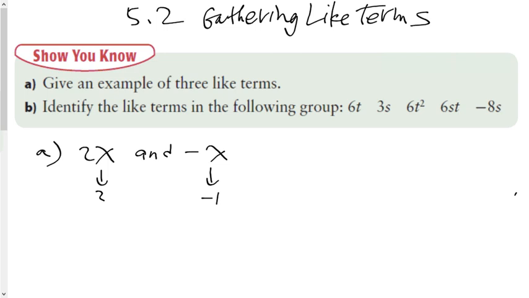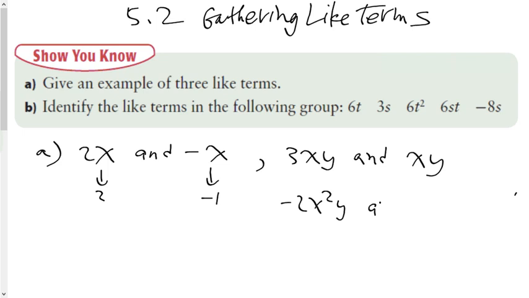Another one would be 3xy and xy, right? Those would be like terms because they contain the same variables with the same exponents on those variables. And finally, we do -2x squared y and 4x squared y would be like terms. Everything's identical except for the coefficient.